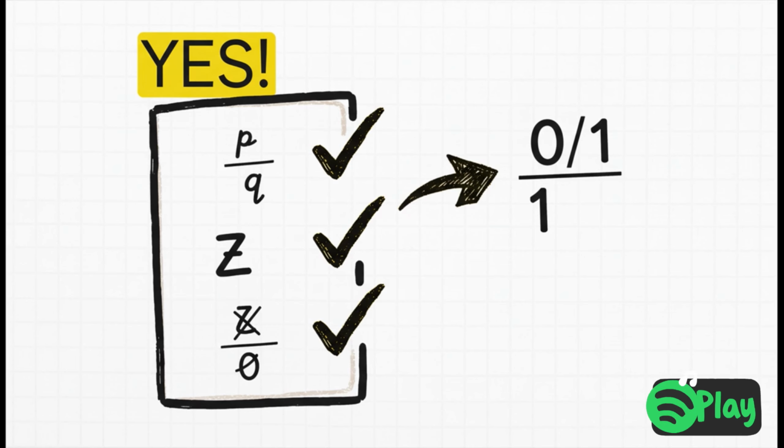Let's see, is it in p over q form? Yep. Are 0 and 1 both integers? You bet. And is the denominator not 0? Check. It passes with flying colors. This is so important because it proves that all integers, and so all whole numbers and all natural numbers, are also rational numbers. That nested bag just got even bigger.